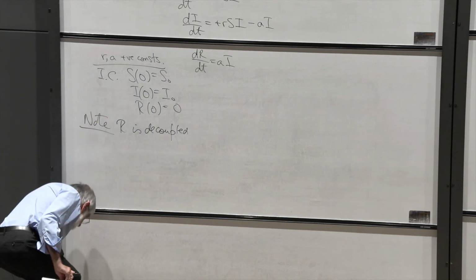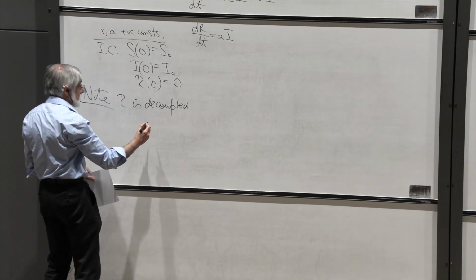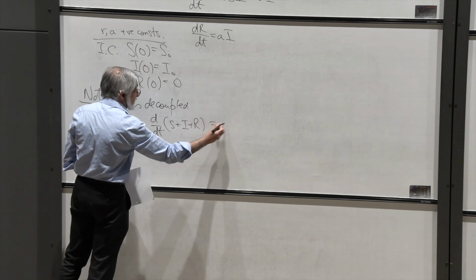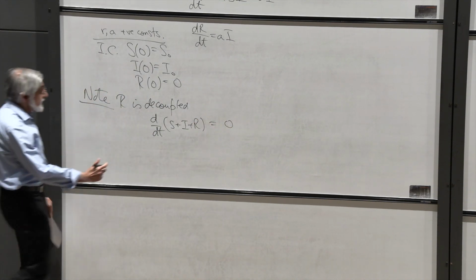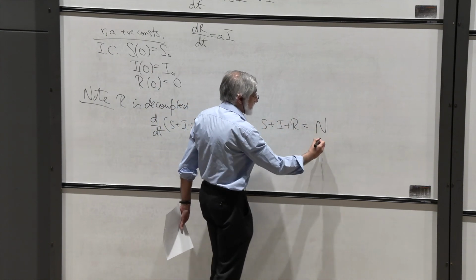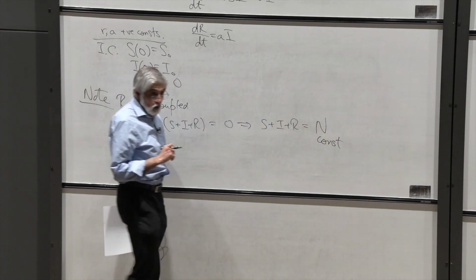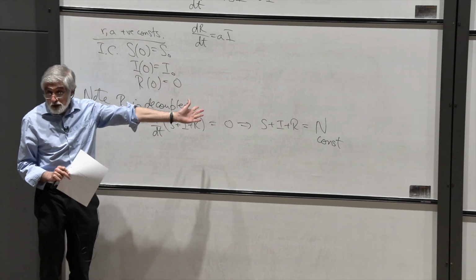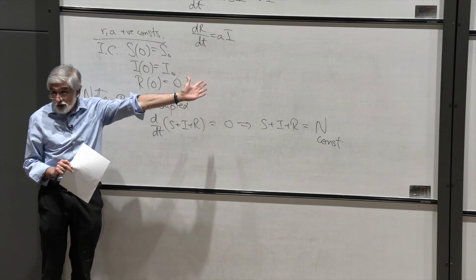Second thing to note is if we add up all the equations, the derivative of S plus I plus R is 0, which means that S plus I plus R is a constant, which is the total population. And now that's what we would expect. If all that's happening here is you're getting conversion from S to I and then to R, then there should be conservation. That's the way to check you haven't missed something out.